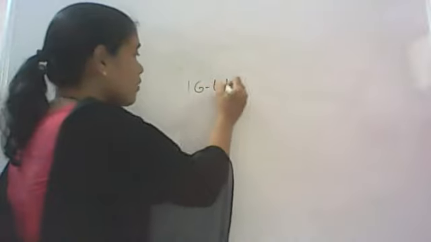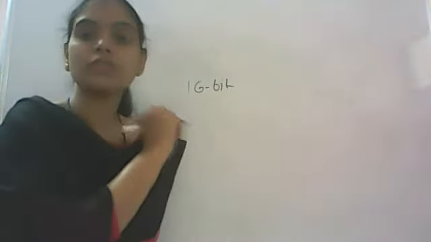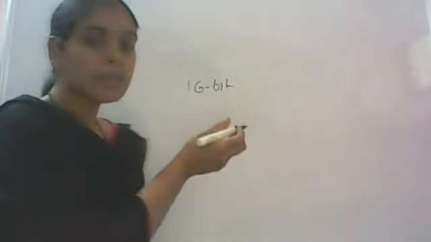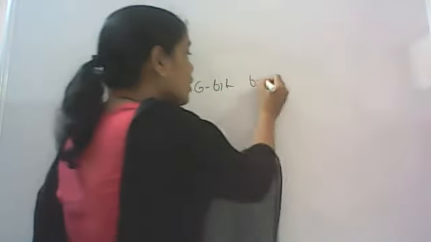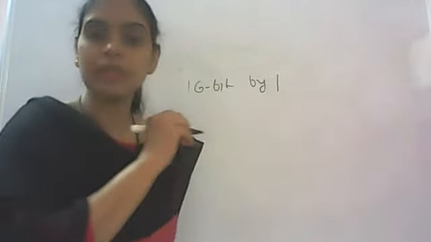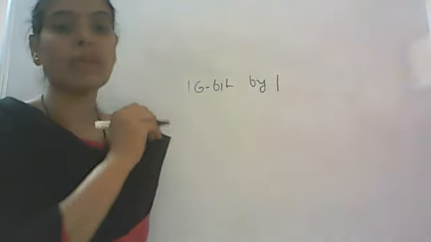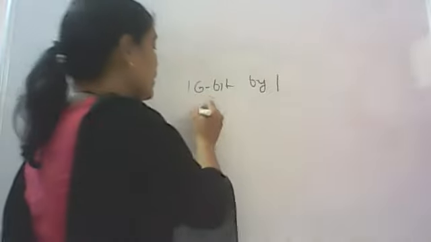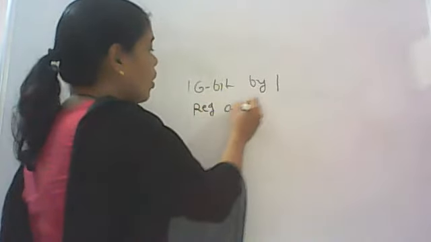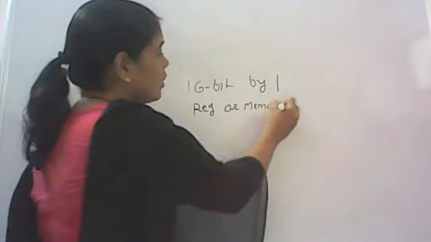Then increment or decrement. The 8-bit content of a register or memory location can be incremented or decremented. The 16-bit content of a register pair can be incremented or decremented by 1. Here, increment or decrement can be performed on any register or memory location.